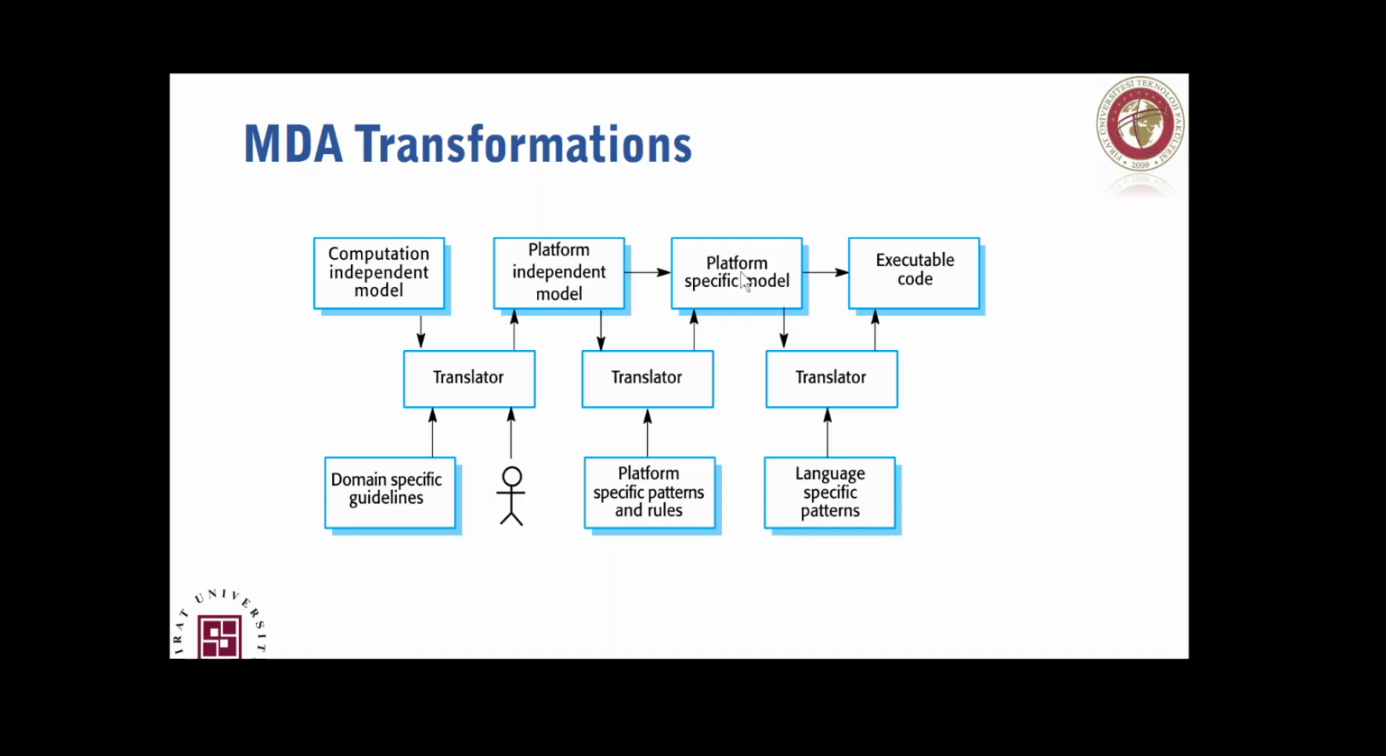Once we have the platform specific model, we can translate it to executable code based on language specific patterns. So we can create different types of code based on different types of rules and patterns for the language. And this is possible theoretically, but practically it has a lot of problems.